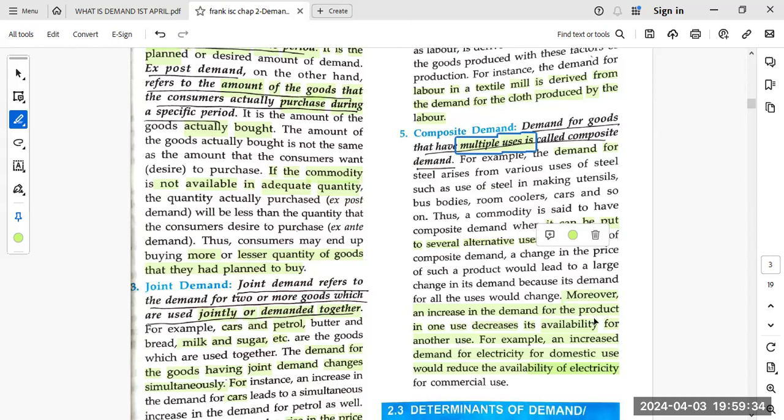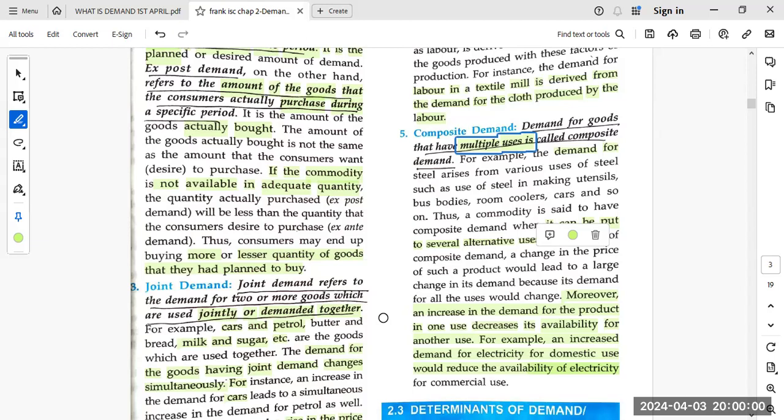Moreover, an increase in demand for the product in one use decreases its availability for another use. For example, an increase in demand for electricity for domestic use will reduce the availability of electricity for commercial use. You can just continue with the example of milk. You need not have steel and electricity, just a very basic example. So you will use milk only for drinking it, or just for making tea and coffee, but not for making paneer and cheese. Is that fine?